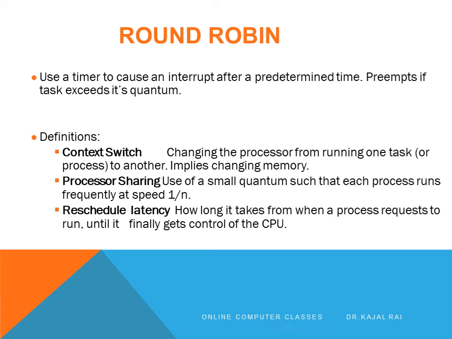And reschedule latency. Reschedule latency is how long it takes from when a process requests to run until it finally gets control of the CPU. This is called reschedule latency. The process requests the CPU, but in what amount of time does it get the CPU.